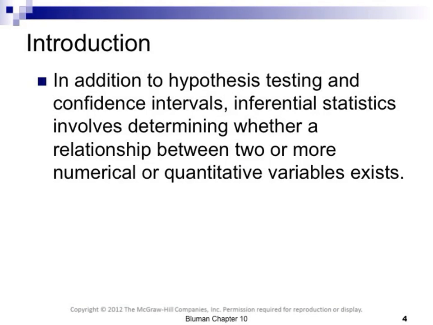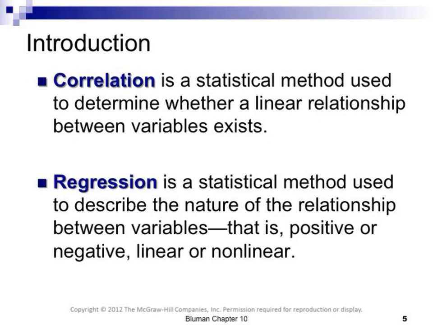In addition to hypothesis testing and confidence intervals, inferential statistics involves determining whether a relationship between two or more variables, whether they're numerical or quantitative, exists. Is there really a relationship or not? Correlation is the statistical method used to determine whether there's a linear relationship. Now, there can be other kinds of relationships. There could be quadratic relationships, where it makes a parabola, but all we're going to worry about in this is a linear relationship.